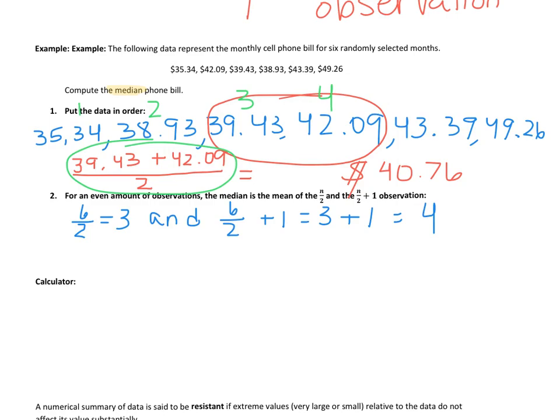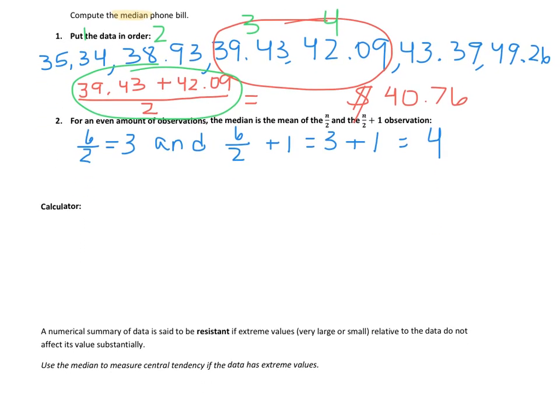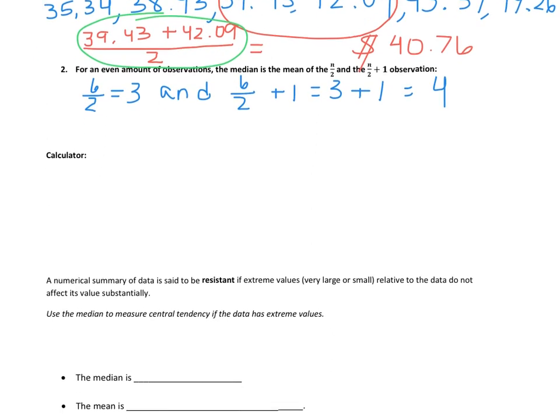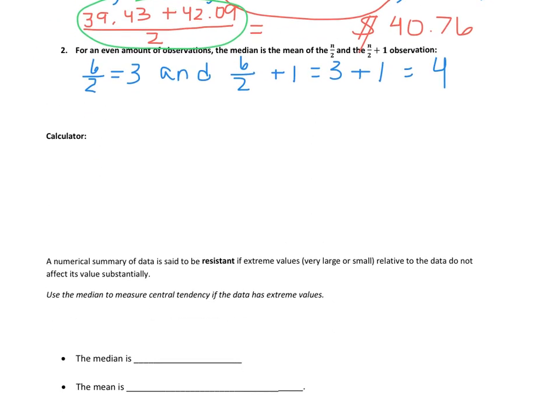Okay, so good. Also, with larger data sets, it's really hard to put everything in order. It's also hard to add up all observations of large data sets. So we do rely a little bit on our calculator. That's in your next video. I'll show you how to do the mean and the median on your calculator. But getting back to this, we're going to be talking about resistance.